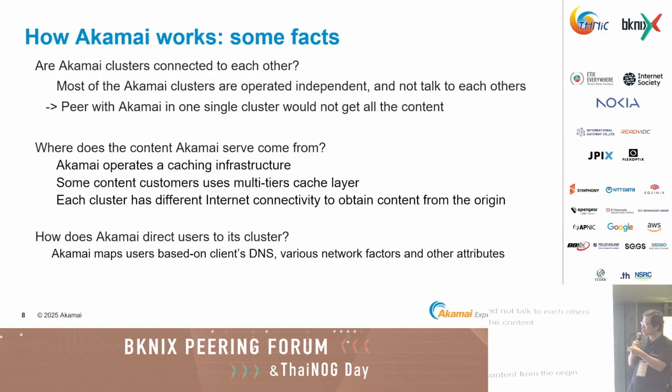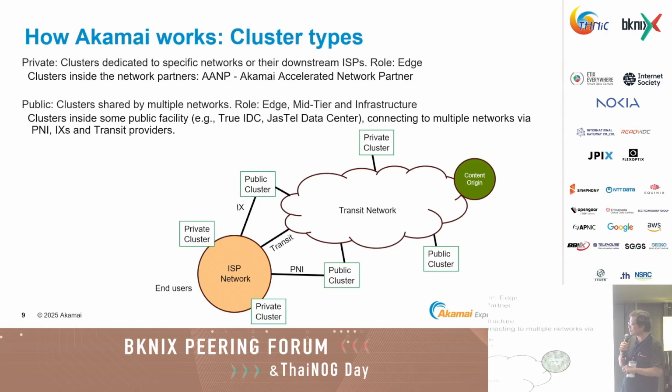And how do we map traffic? I think this is something that a lot of users, a lot of ISPs, are asking. We map traffic based on DNS, and also the user prefix, and also a lot of other criteria like content availability and also the performance. So you understand this basic, then we go into how Akamai maps traffic.